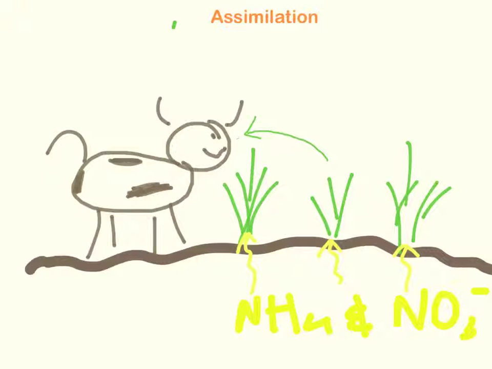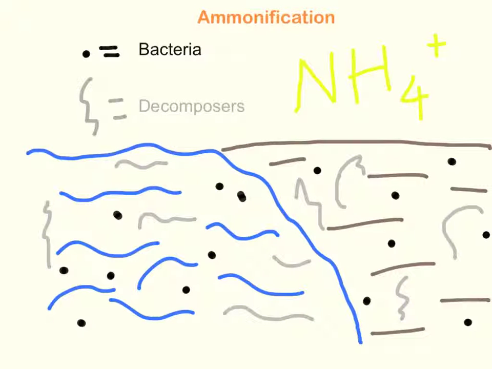The second step is assimilation. Producers take up ammonia and nitrate. Consumers assimilate nitrogen by consuming producers. The third step is ammonification. Proteins and other nitrogen-containing compounds are broken down to NH4. This process is carried out by bacteria and decomposers.